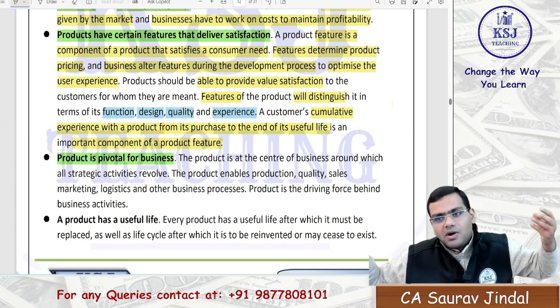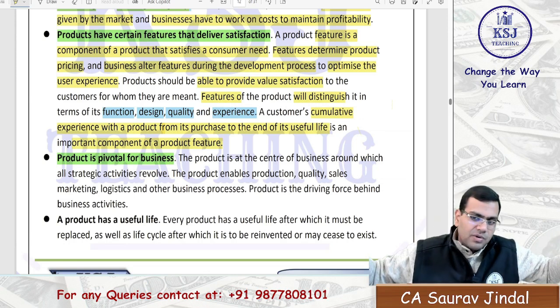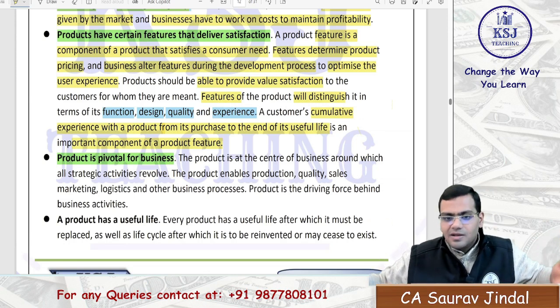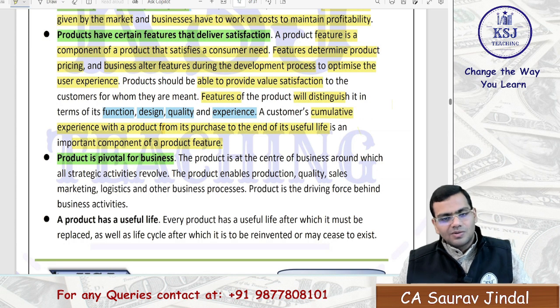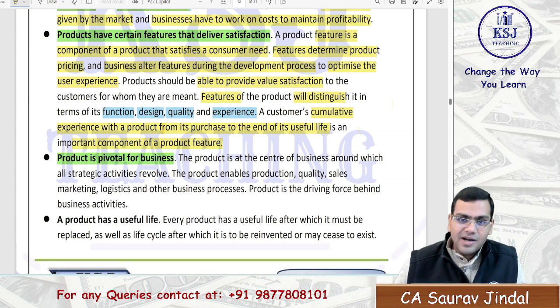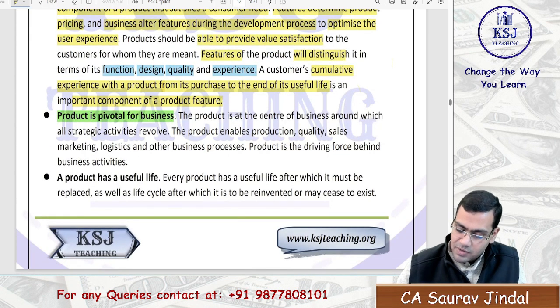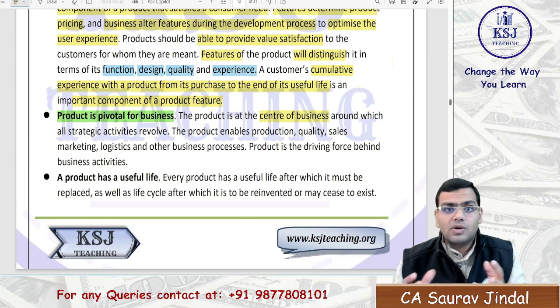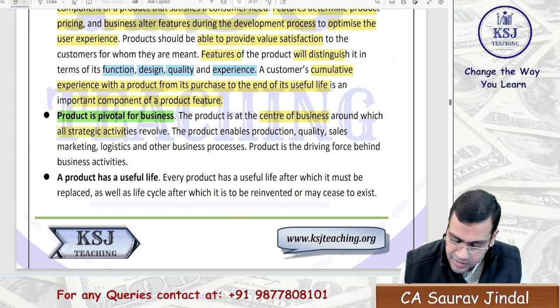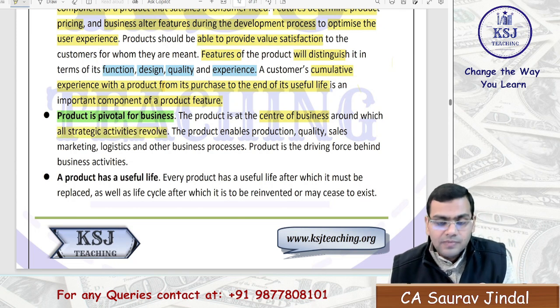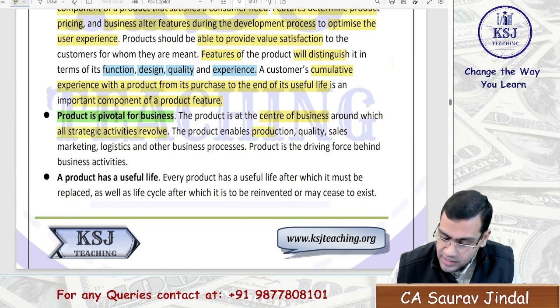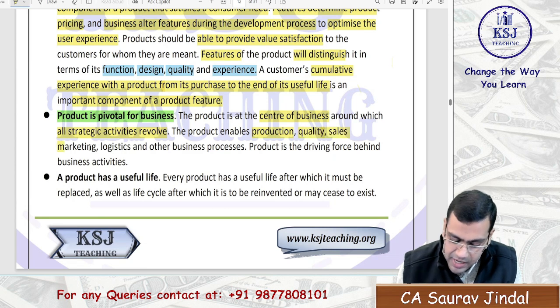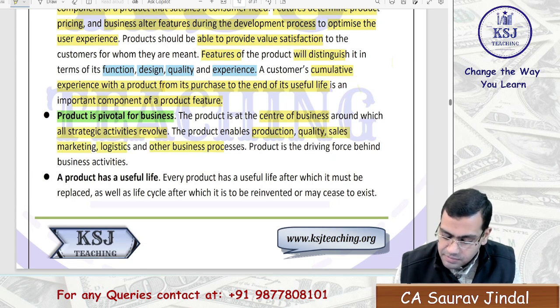You don't have a product to manufacture, you don't have a product or a service to provide. Are you carrying out a business? No, right? So product is the center of business. Product is the center of business around which all the activities are going to work. All the strategic activities revolve around it, right? The product enables production, quality, sales, marketing, logistics, and other business processes.